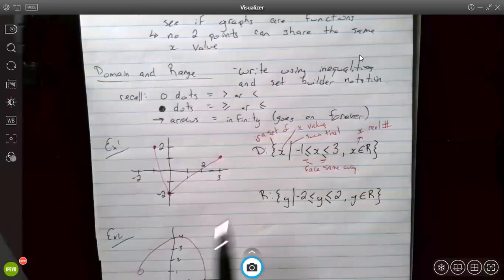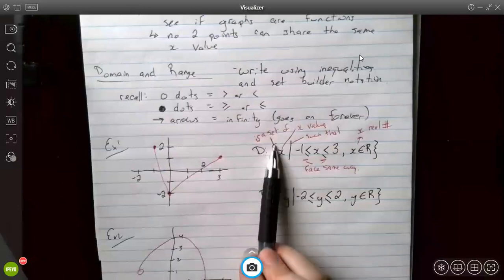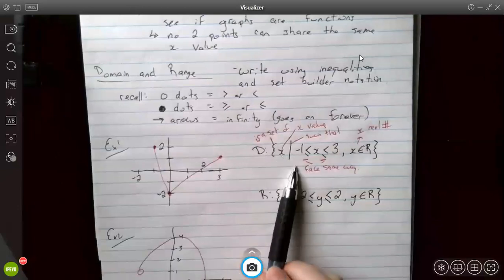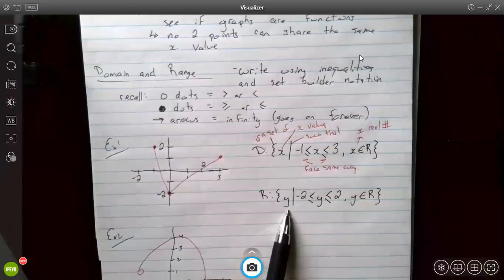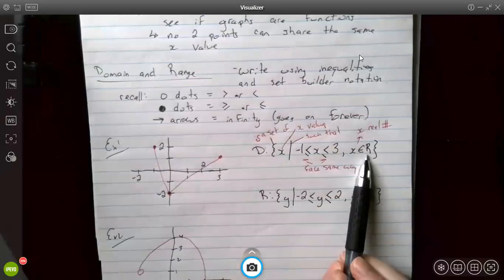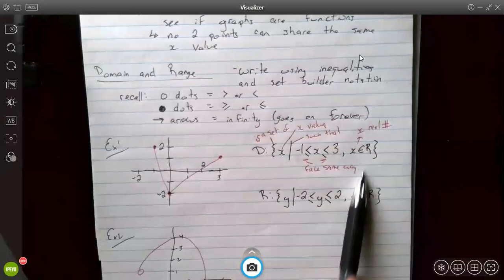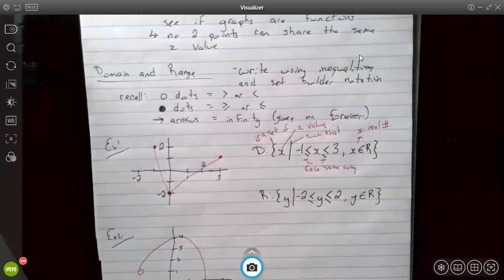Okay, so this front part here, the squiggle, the X, the line, the squiggle, the Y, the line, and the end part, X is a real number or Y is a real number, those are never going to change. It's only this part in the middle here that's ever going to change. So let's try another example of this.